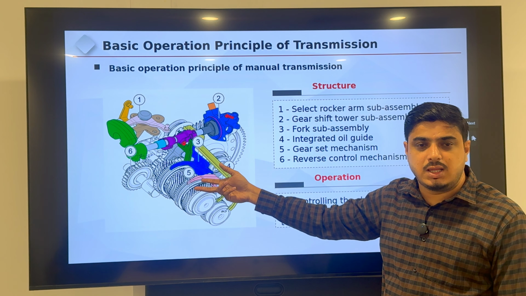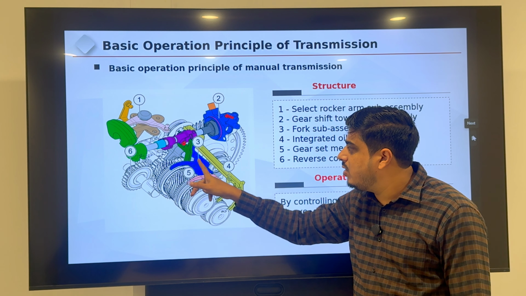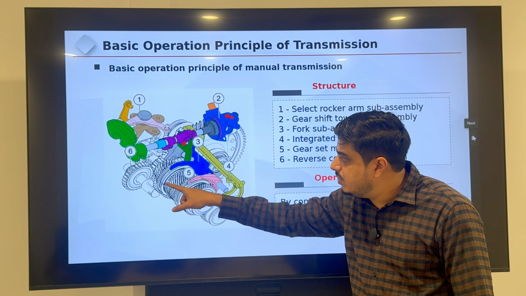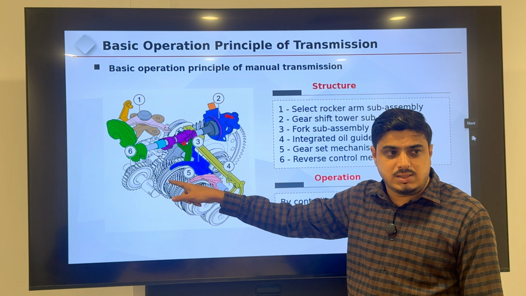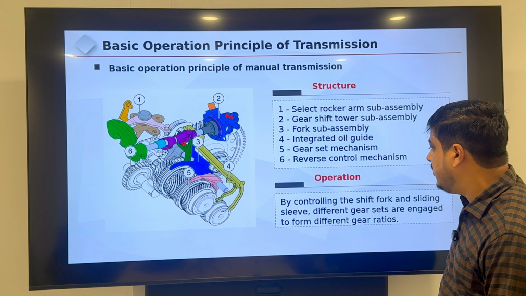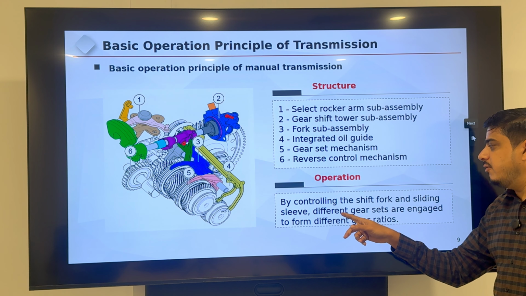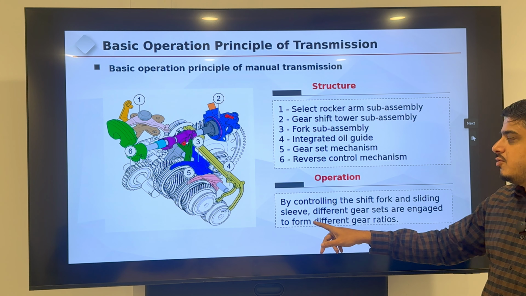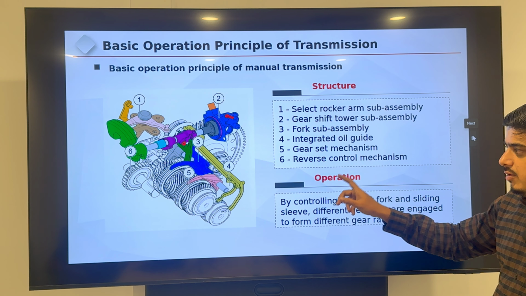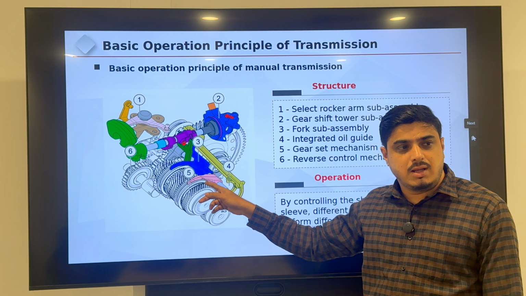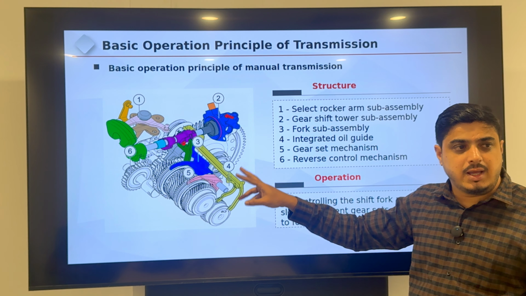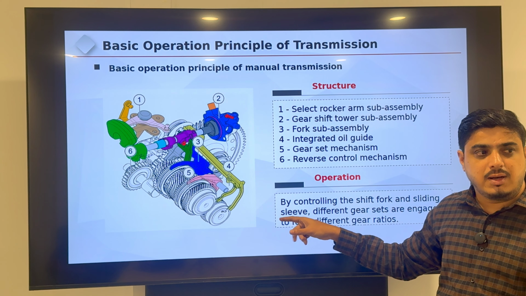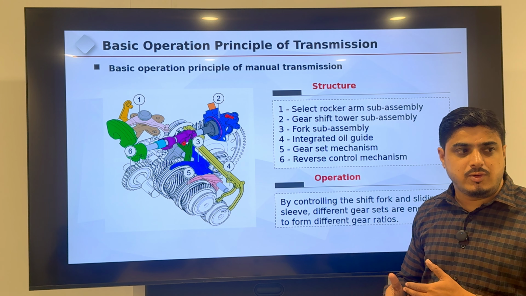First gear, second gear, third gear, with the help of the fork and the sleeve. Sleeve means hub assembly, slide assembly, like this. And different gear sets are engaged to form a different gear ratio. If you select different gears, it will select a different gear set and a different gear ratio. The gear ratio will be different.